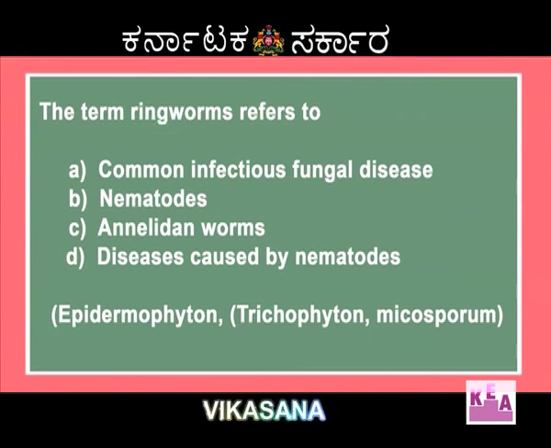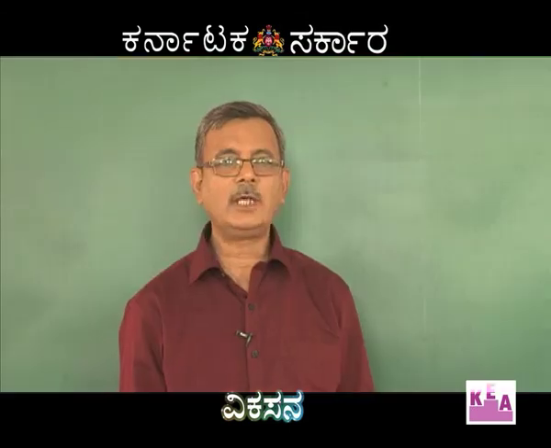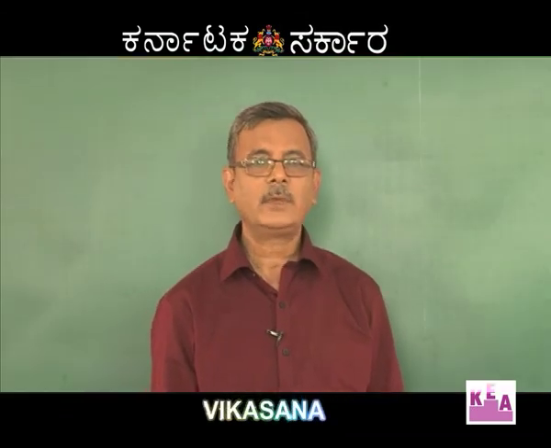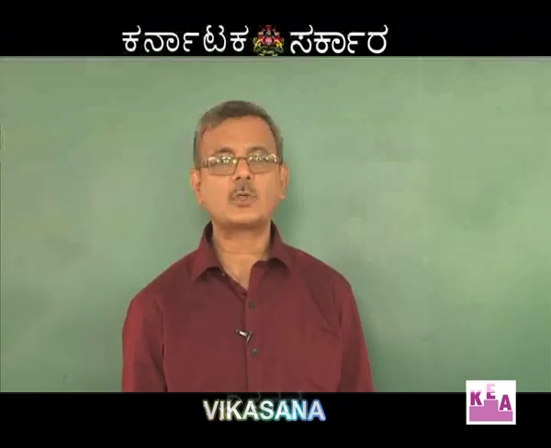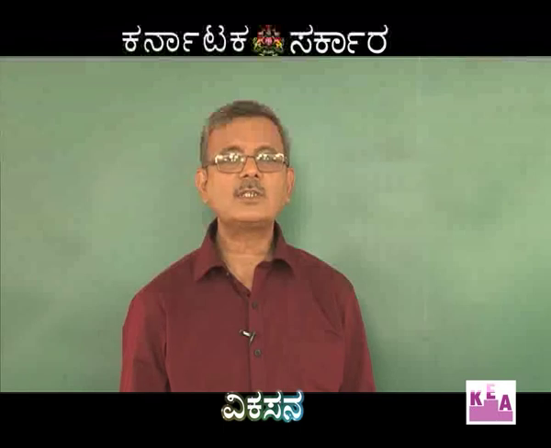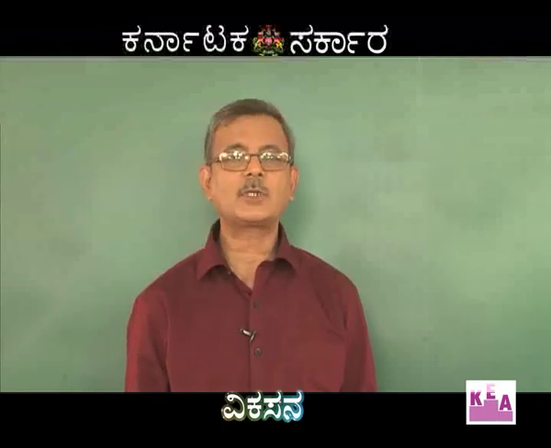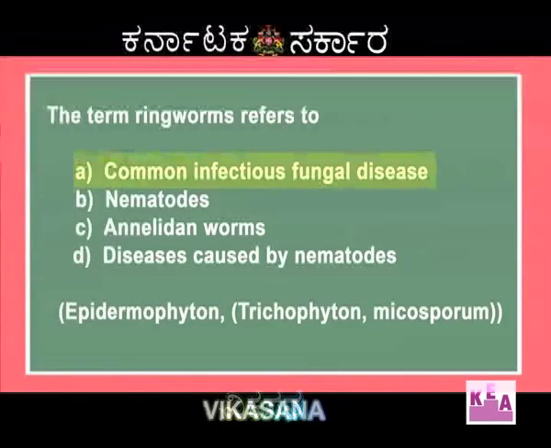Remember, ringworm is not an organism, thereby option B, nematode, and option C, annelidan worm, are not the answer. So, either we have to look for A or D. What is the disease? It is not a disease caused by nematodes. So, remember, this is a fungal disease, thereby option A is the answer. The fungi responsible for ringworm disease are Epidermophyton, Trichophyton and Microsporum.